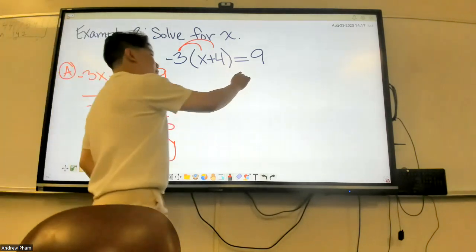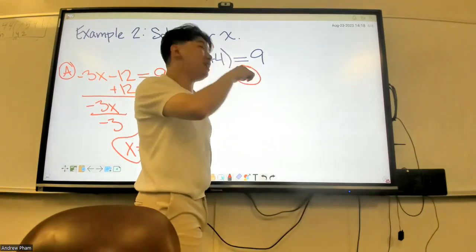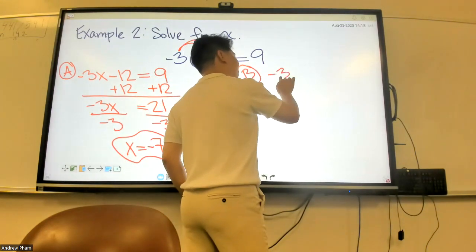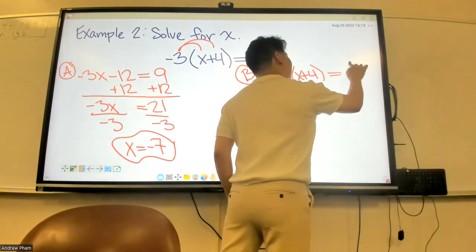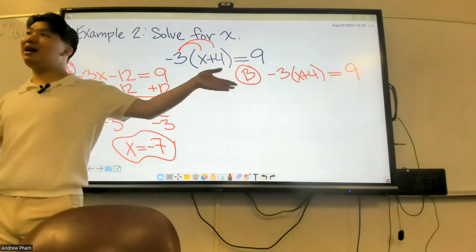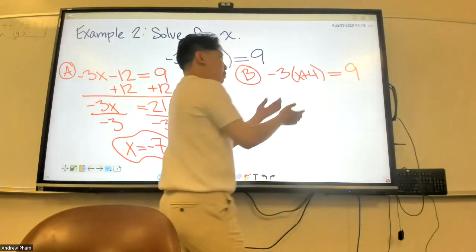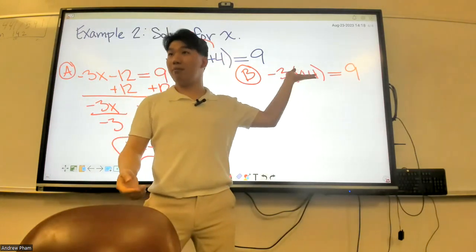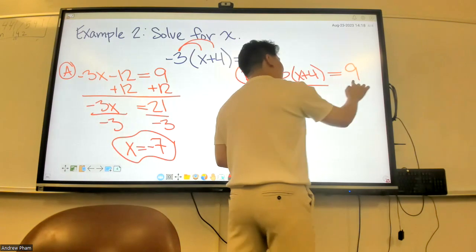Yeah, so let me rewrite this problem. This is going to give me the exact same answer if I did it right. Let me rewrite this. Negative 3 times x plus 4 is equal to 9. One thing I could also do here is divide the left and the right by negative 3. Because this is negative 3 times this parentheses. So really, there's nothing stopping me from doing this here.